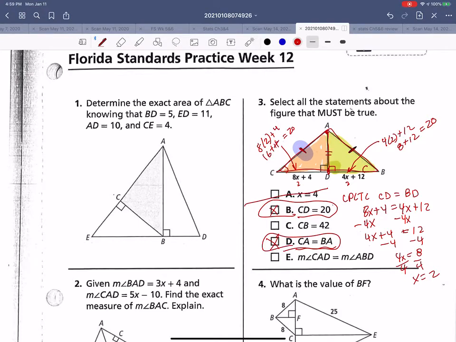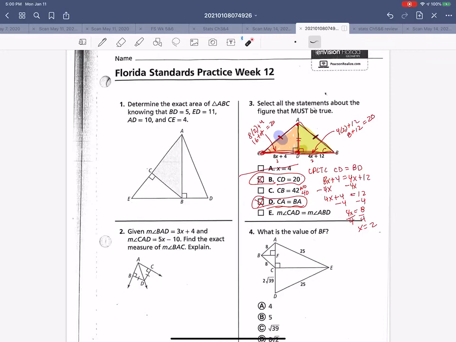Would CB, the whole thing, equal 42? No, that's going to be 40, right? Because this is 20 and that's 20. So the whole thing's 40. Would CAD, this angle, be equal to ABD? No, those are not corresponding angles. This angle would match that angle. That's the angle that corresponds. This angle matches that angle.